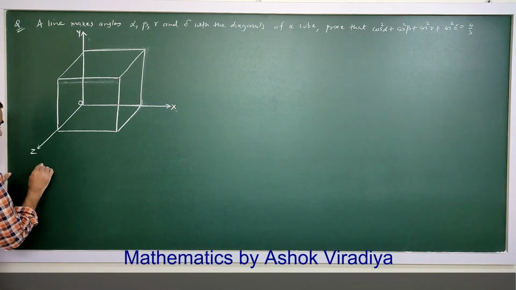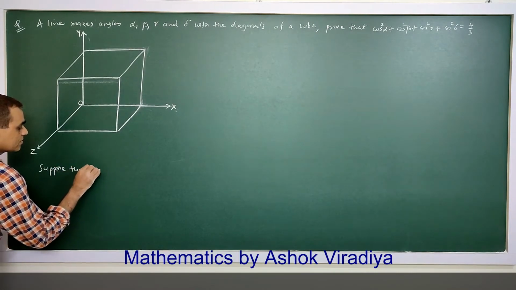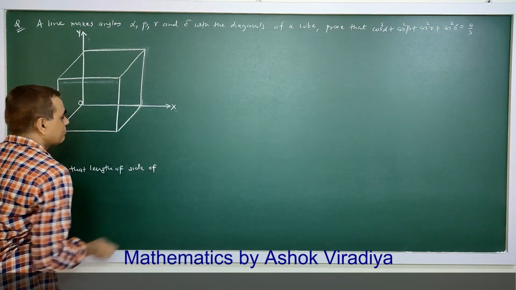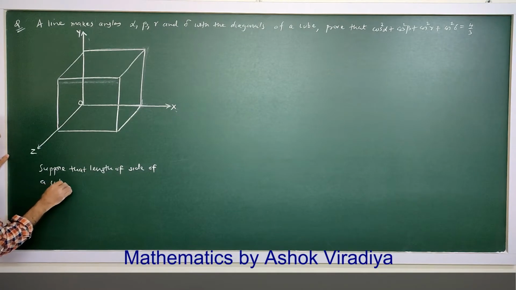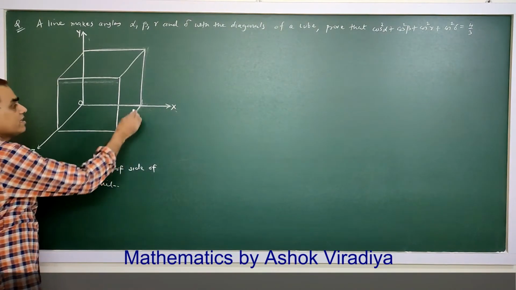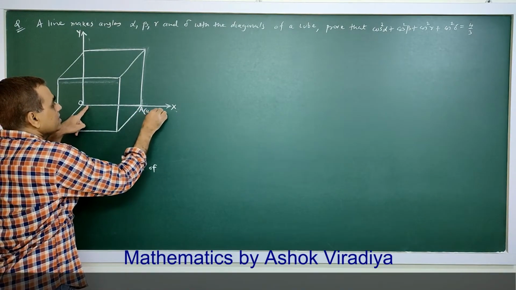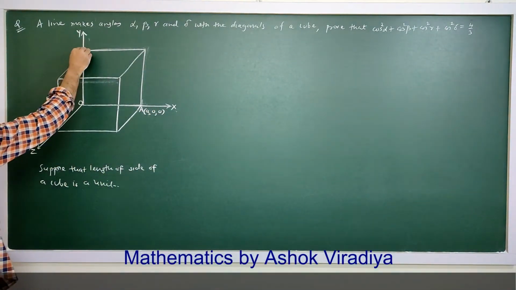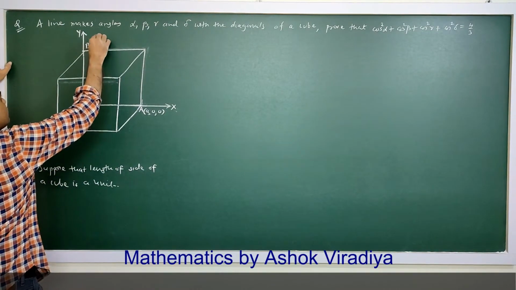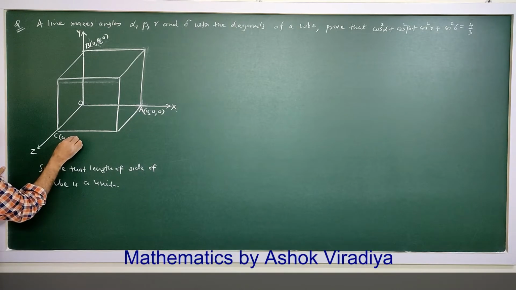Now we suppose that the length of the side of the cube is a unit. So if I put this point as A, because this length is a, coordinates of A will be (a, 0, 0). This is a point on the y-axis, this length is a, so coordinates of B will be (0, a, 0). This is on the z-axis, C is (0, 0, a).